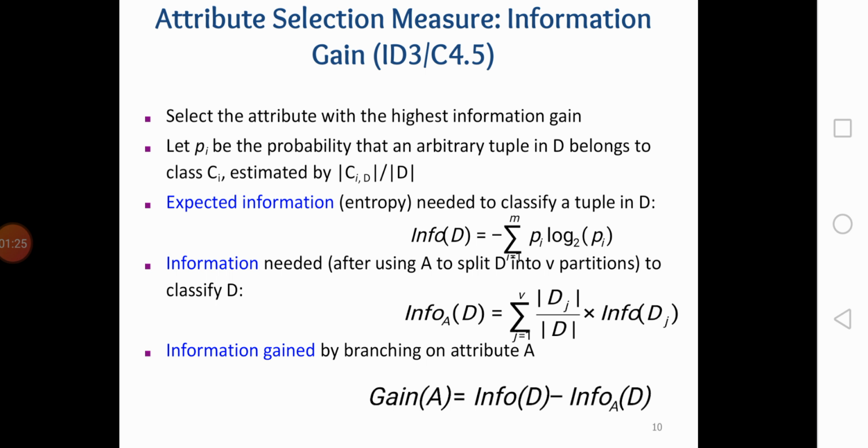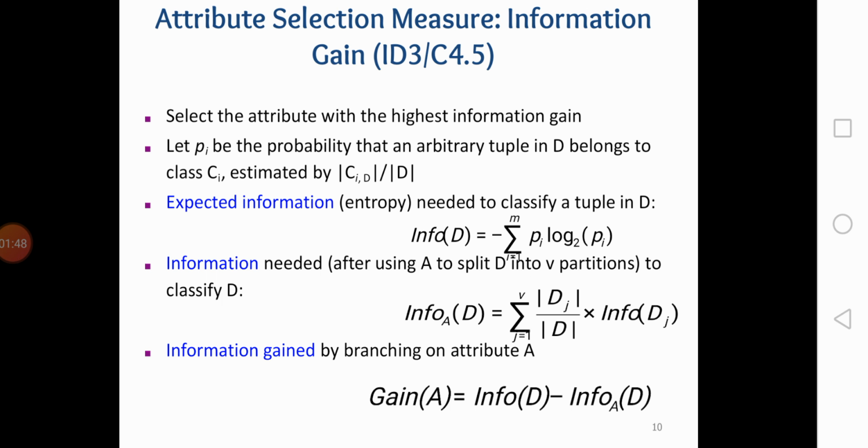Under this attribute selection measure, it uses three kinds of measures. First one is information gain, then gain ratio, and then Gini index. These are the three important measures under attribute selection measures. Under this, the first one is information gain.